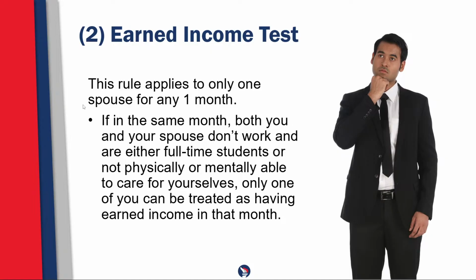This rule applies to only one spouse for any 1 month. If in the same month both you and your spouse didn't work and were either full-time students or not physically or mentally able to care for yourselves, only one of you can be treated as having earned income for that month. And you're not going to qualify for the credit for that month, basically, is what it's saying. Here's what it's kind of saying: well, you're both home. You should schedule your classes a little bit better so at least one of you could watch your own kid. It's kind of what it's saying.